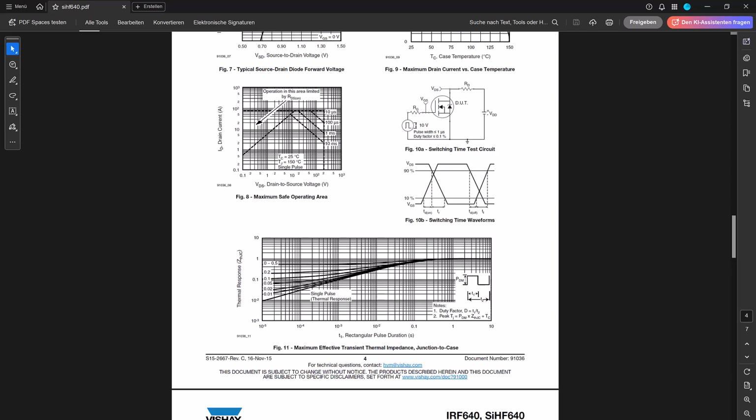Figure 11. Transient thermal impedance. Tells you, given a power pulse of duration T, what junction temperature rise do you get? This is the fundamental equation of any thermal stress calculation in switching.